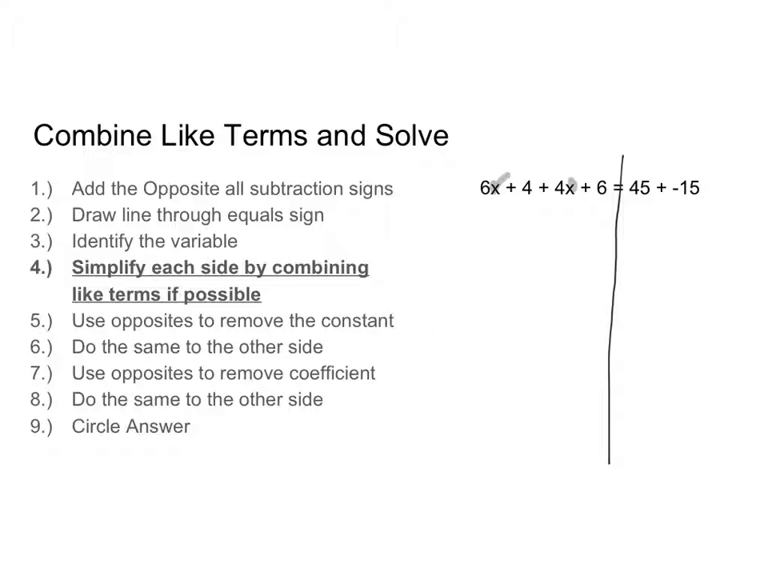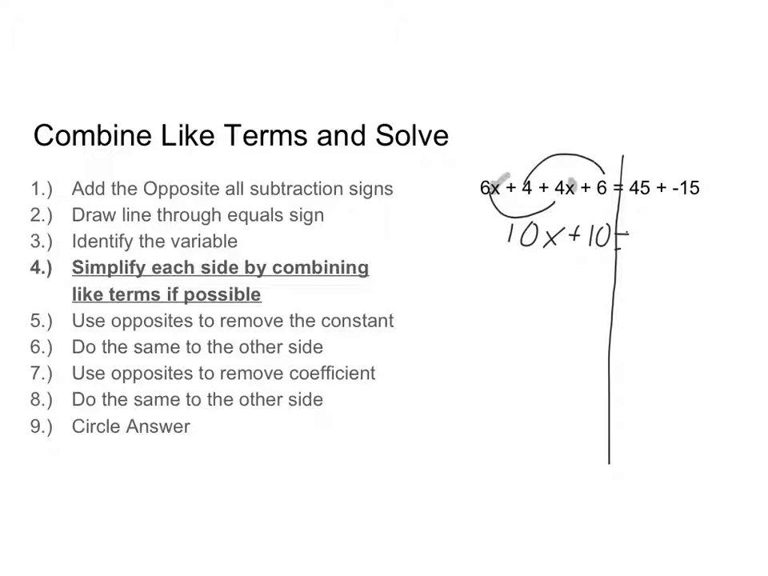Our next step is simplify each side by combining like terms if possible. So we know from previous lessons that we can put together x's if they're the same and plain numbers if they're the same, because those terms are alike. Okay, so to make things easier for us, instead of having all four of these pieces or terms over here, let's combine them. I can put together the 6x and the 4x, and that becomes 10x. I can put the 4 and the 6 together, and that becomes 10. So now I get 10x plus 10 on the left side of the line.